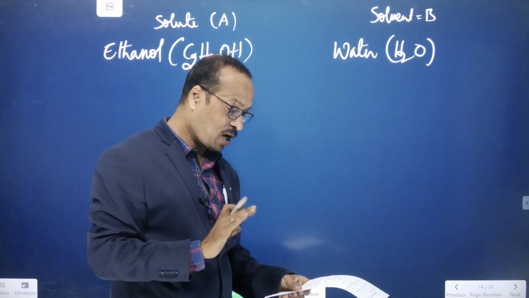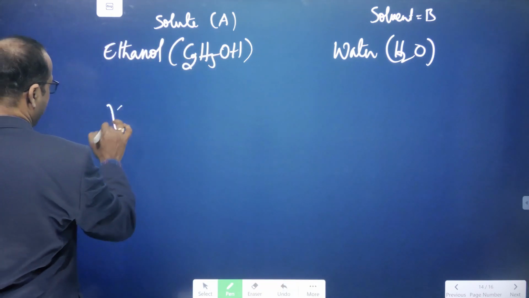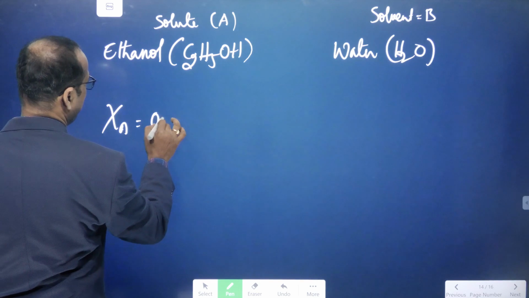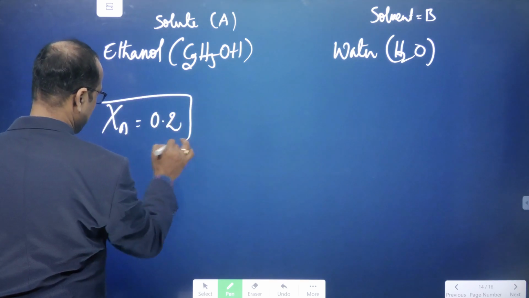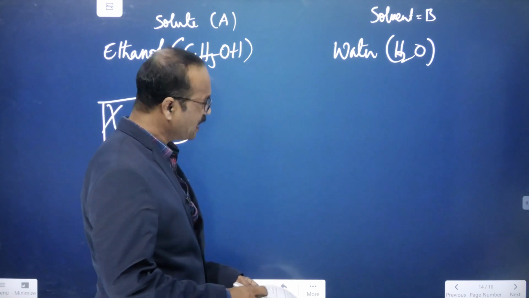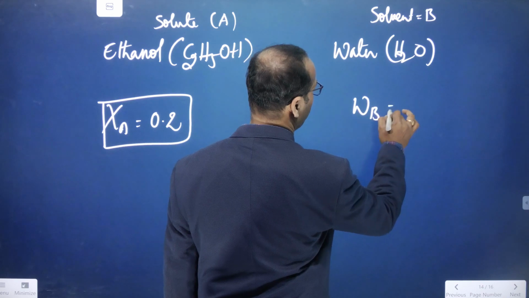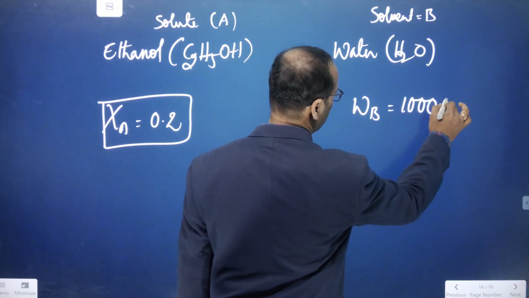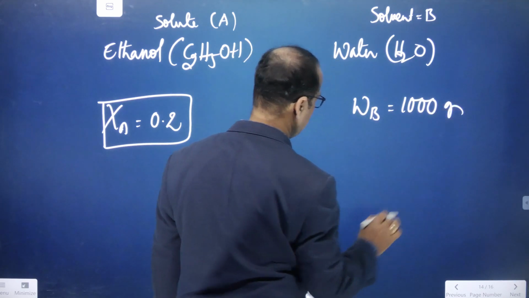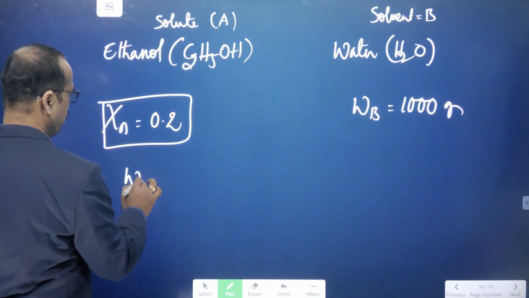Next, what is given here? The mole fraction of ethanol is equal to 0.2. So mole fraction XA is given as 0.2. Now what we need to find: the weight of water is also given. So weight of water is given as 1000 grams, meaning water is 1 kg.